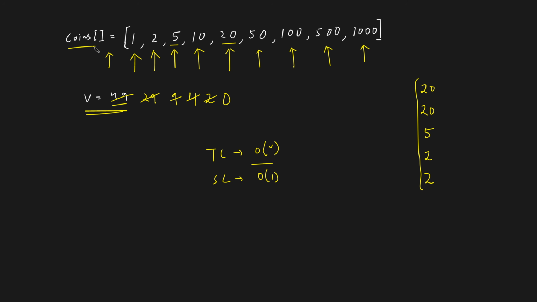Now when will this greedy algorithm fail? Now, if you carefully observe, there is something over here. If you add up any of the two smaller coins, that will never exceed the other coin, like the 10 coin or the 20 coin. So this is the reason why greedy algorithm works over here.